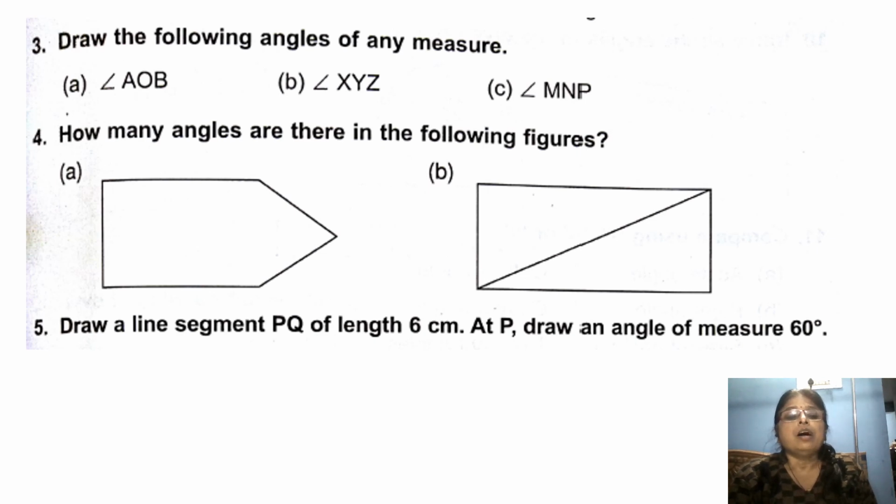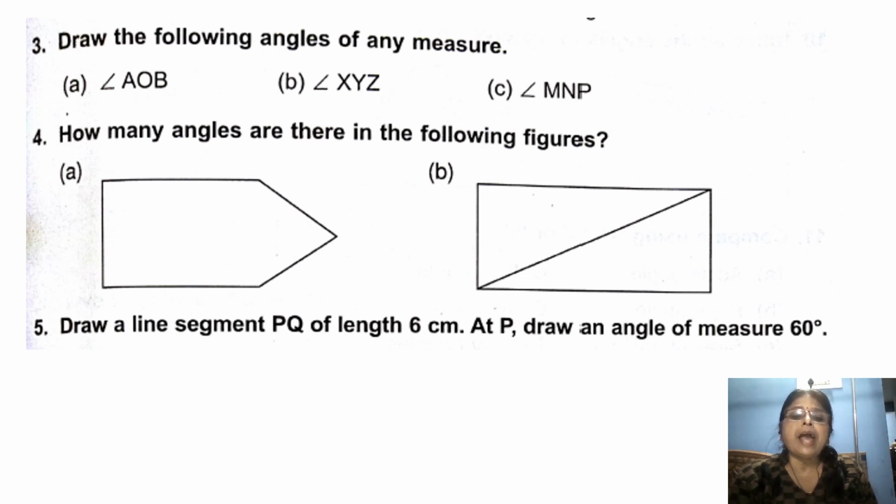Students, in this slide, questions number 3, 4 and 5 are given. First question is to draw the following angles of any measure. Measurement is not given here. You can choose the measurement yourself. Whether 60 degrees, 40 degrees, 50 degrees, whatever you want, you can draw it. Next one. So first AOB, then XYZ and MNP.